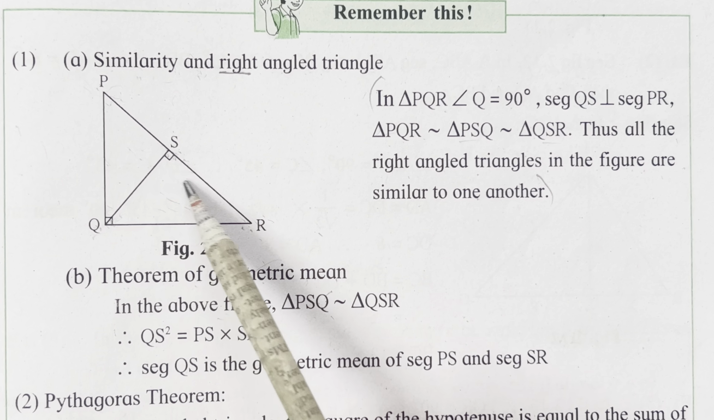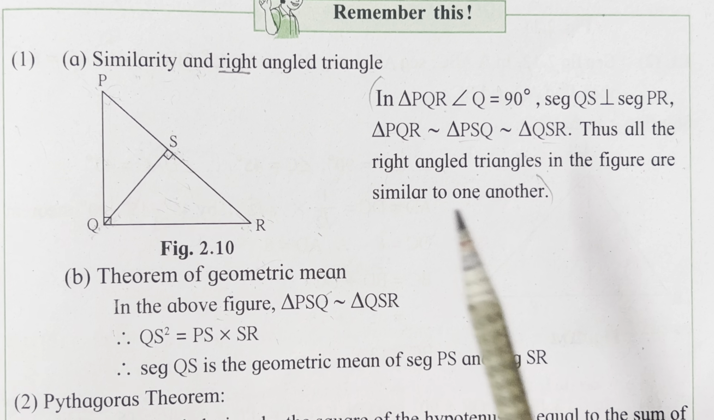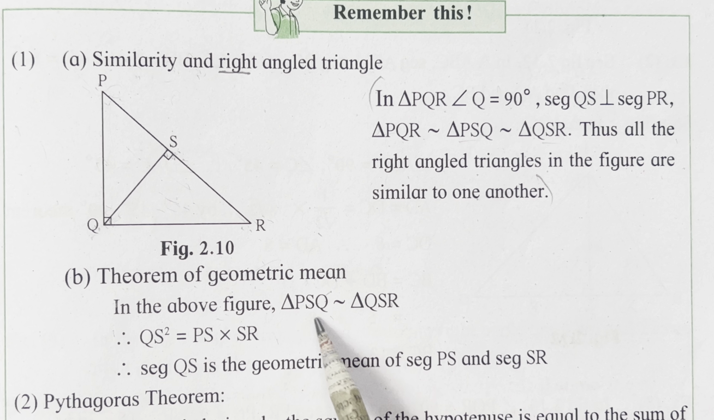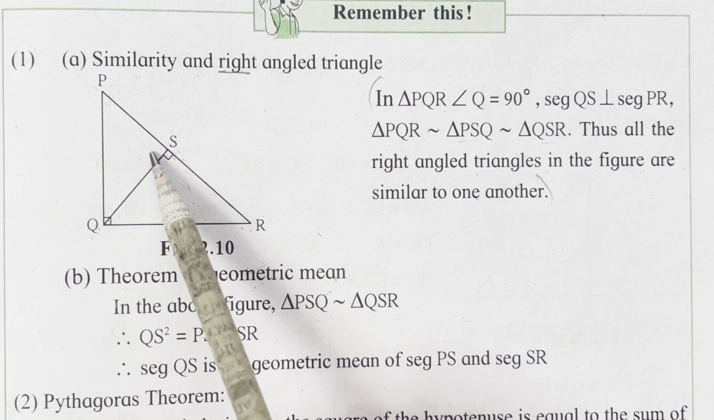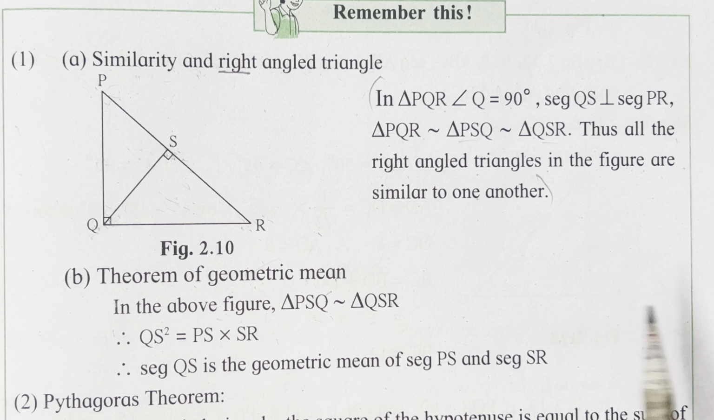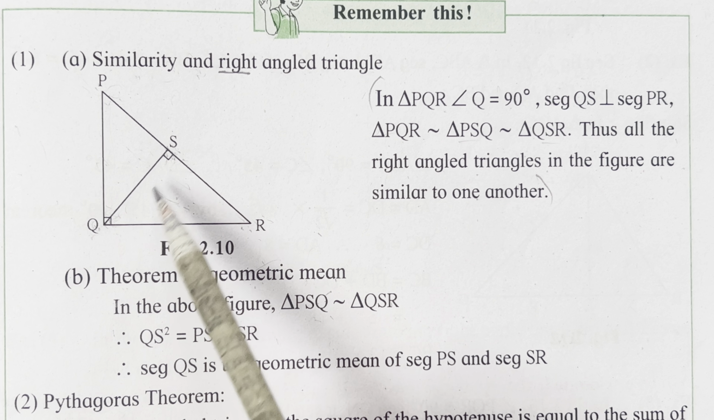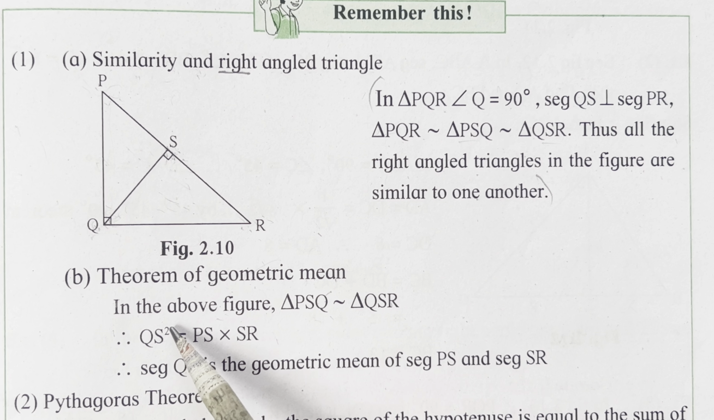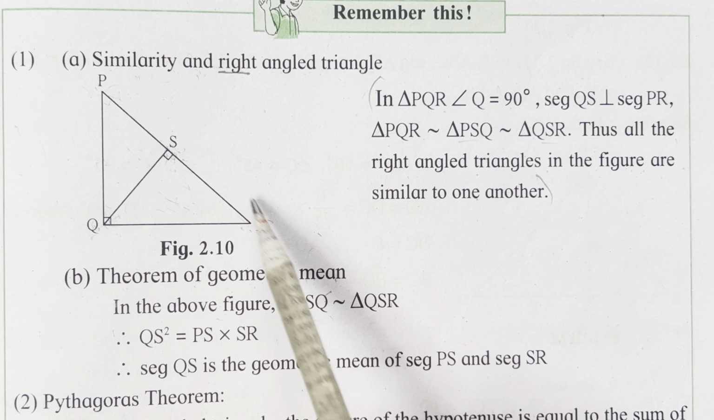In similarity we compared three triangles. Okay, one main triangle and two similar triangles, two small triangles from it. But in the geometric mean you have to compare the two small triangles, that is PSQ and QSR, where QS, which is the perpendicular drawn, it should come to the left hand side, and PS into SR.